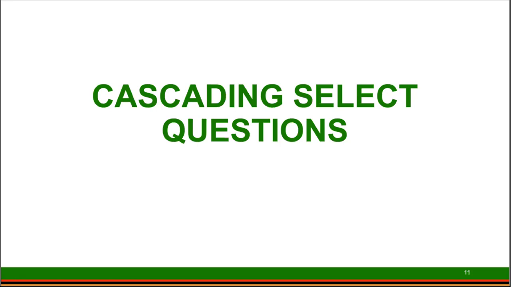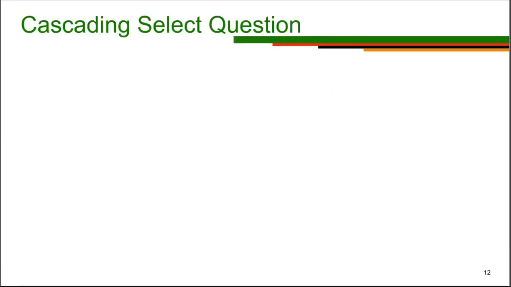Sure. Thank you. So for cascading select, we looked at these options previously. The typical example where you often use a cascading select question is where you have a province or a country, a region, district, and so on, because there's that linkage, that hierarchy that you want to create.